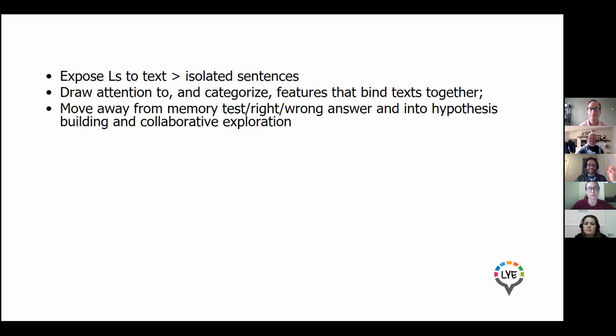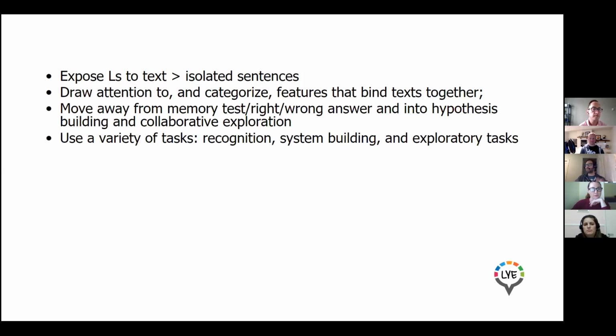It's memorizing right, wrong answers, and move into something more like hypothesis building or collaborative exploration. How many different ways can you rewrite the same text, right? Try to use a variety of texts, as we said: recognition, system building, and exploratory. We're definitely going to be talking more about these three learning processes in future sessions. Also, try to be, as Mike said, less prescriptive. Don't tell them the rules. Let them explore. Give them the tools to just use language.